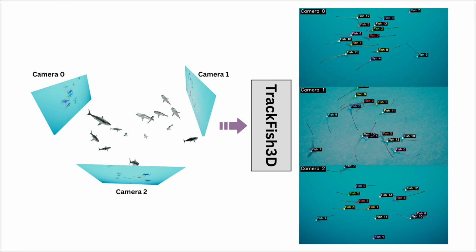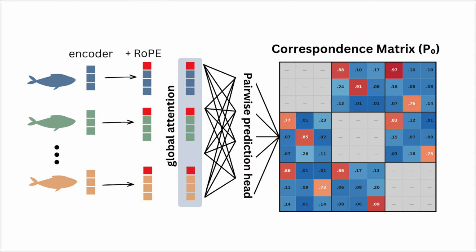We propose TrackFish3D, which is entirely self-supervised. It learns dense 3D tracking from calibrated camera geometry alone, without any human annotations. The core idea: each detected fish in every camera view is encoded using only geometric features. Then an association transformer processes all detections jointly and outputs a matrix of probabilities indicating how likely each pair of detections from different cameras belongs to the same fish.